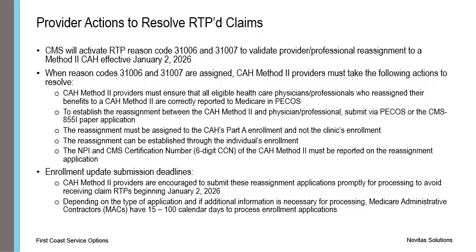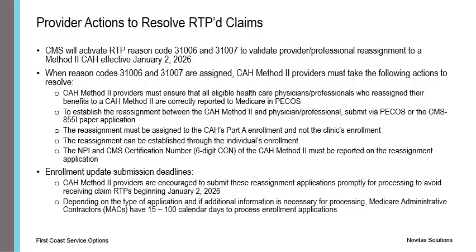To establish the reassignment between the critical access hospital Method 2 and the physician professional, submit via PACOS or the CMS 855I application. The reassignment must be assigned to the critical access hospital's Part A enrollment and not the clinic's enrollment. This will be under the Part A Critical Access Hospital NPI CCN number.